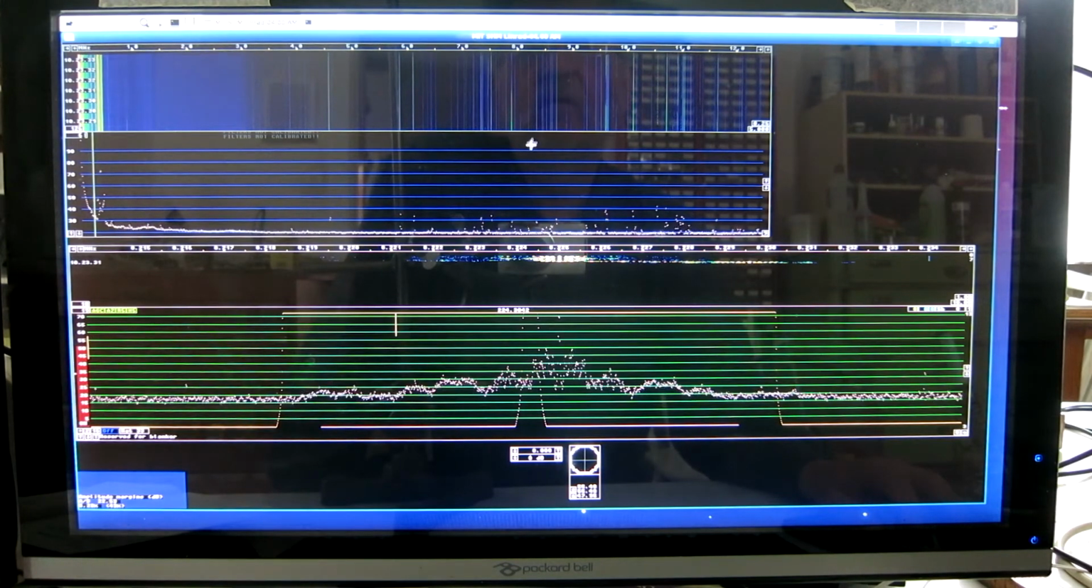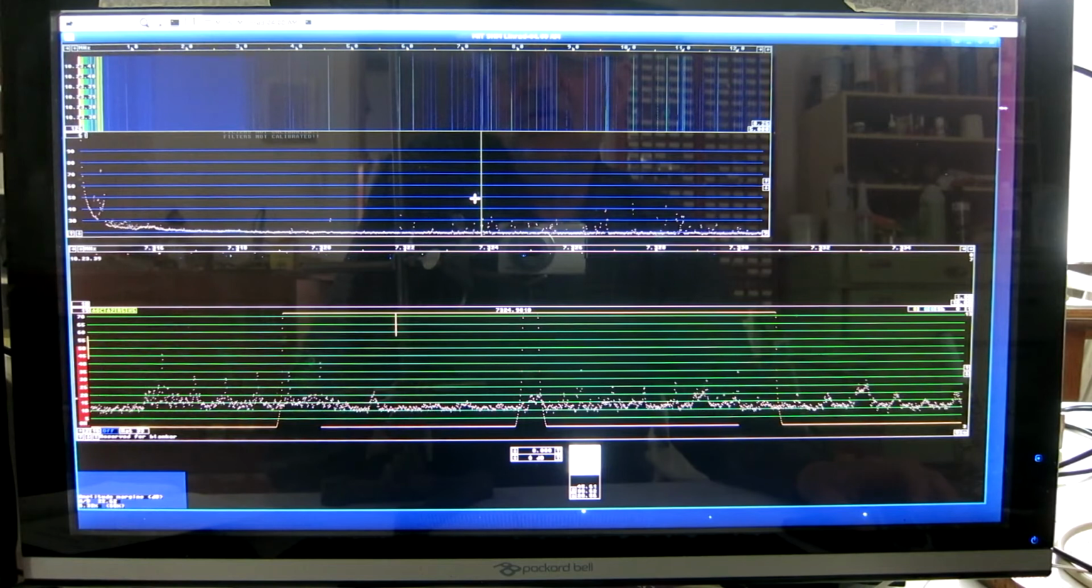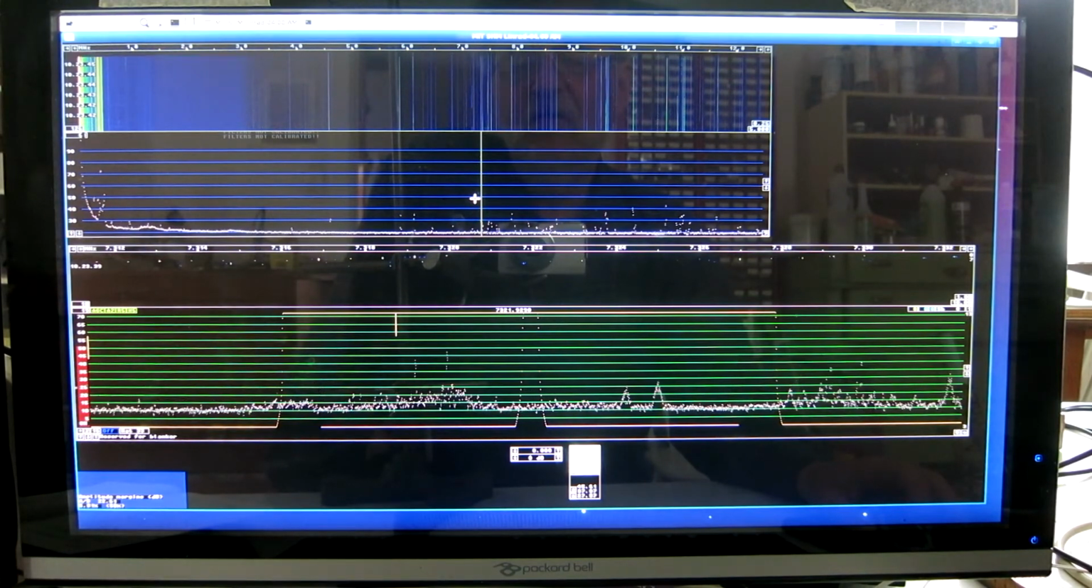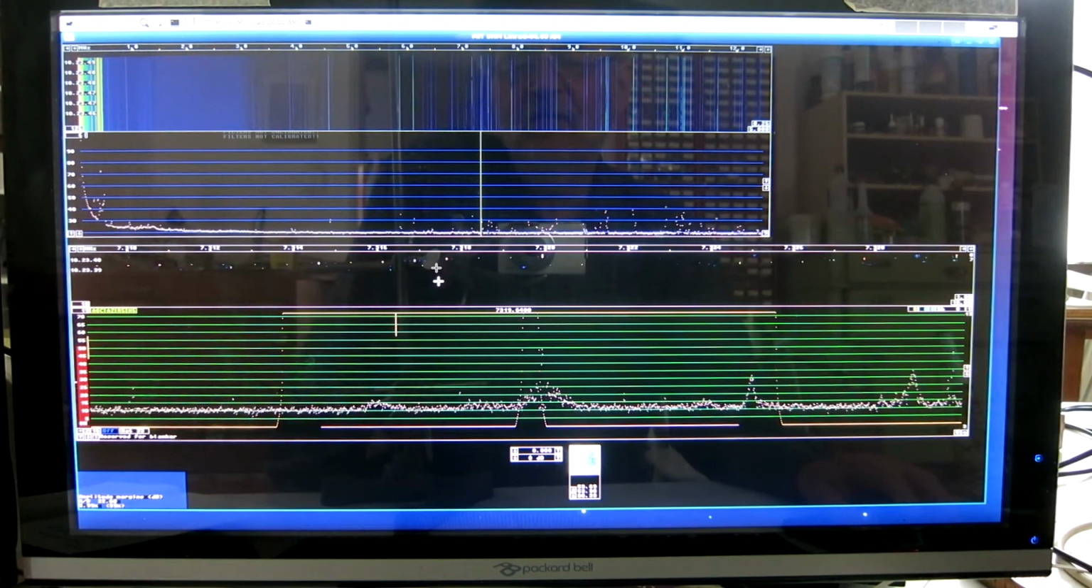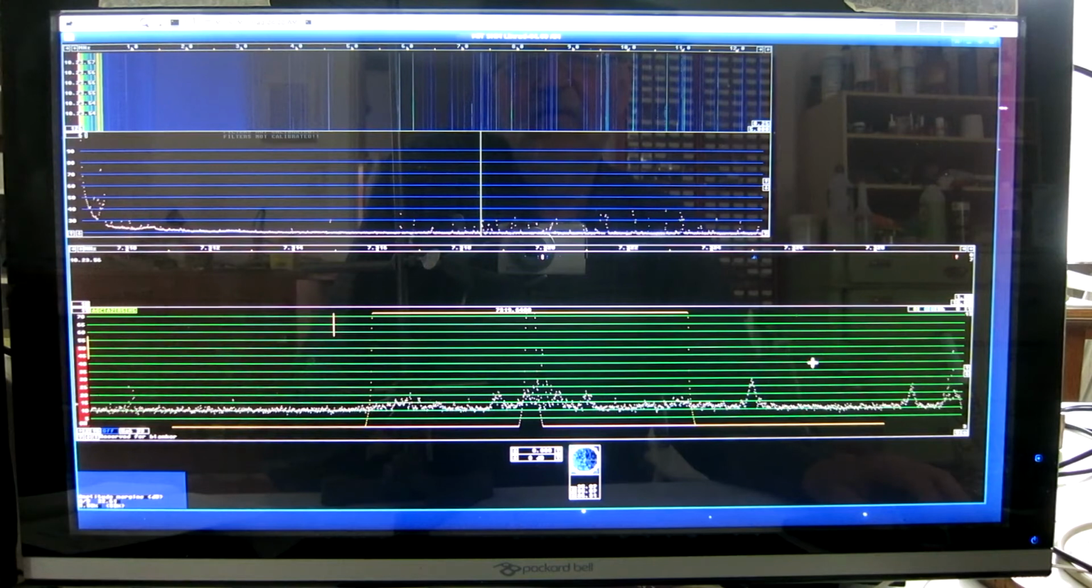And 7 megahertz. No broadcasting. Or not much broadcasting. Here is the station at least. The bandwidth is a little bit too big here. Something like this.